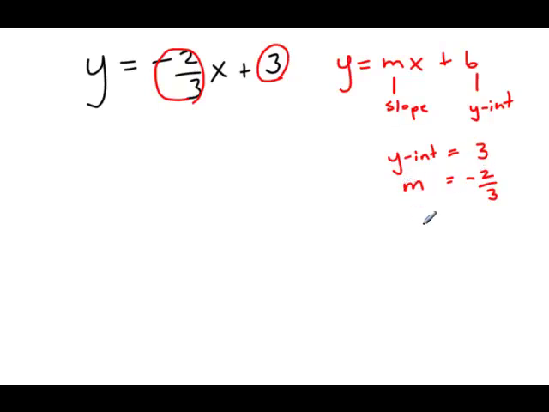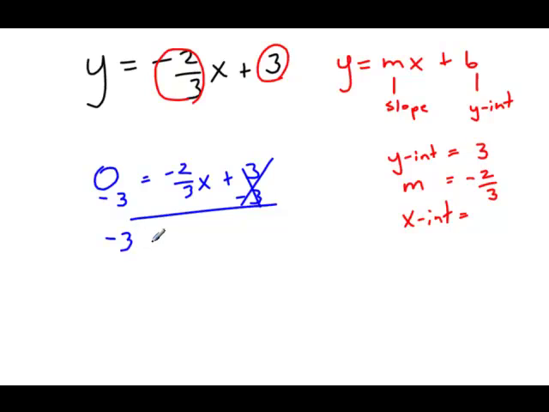Now, to find our x-intercept, we know that any point on the x-axis has 0 for the y-coordinate. So all we have to do to find the x-intercept when we have an equation is substitute 0 for that y. So 0 equals negative 2/3 x plus 3. Okay, I've got to get the x's by themselves, so I'm going to do the opposite of the number, so that's negative 3. So I'm left with negative 3 equals negative 2/3 x.